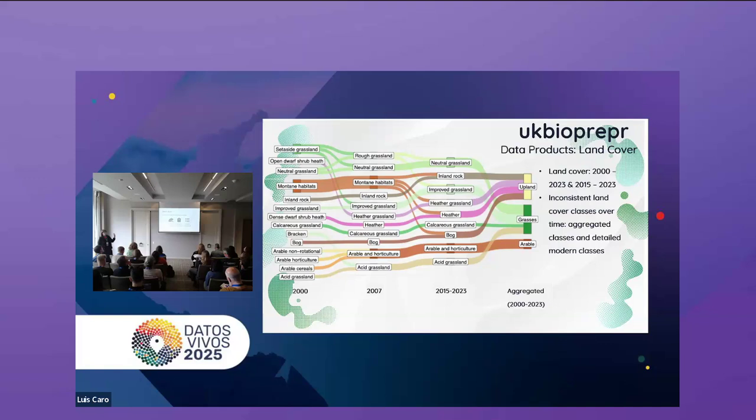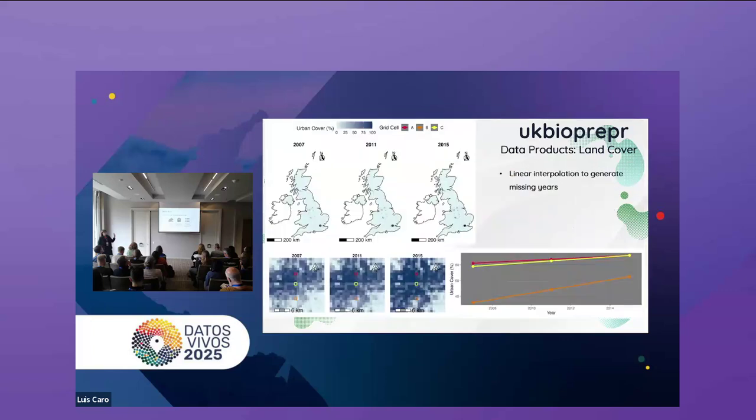And then I was able to aggregate some of the other classes using the technical details that were provided by the original creators. So you can see, for example, the montane habitats were aggregated with some of the other associated cover classes to create an upland class to give consistency from 2000 to 2023. As well as that, to combat the temporal inconsistencies in the land cover data, I used a linear interpolation method to generate data for the missing years.